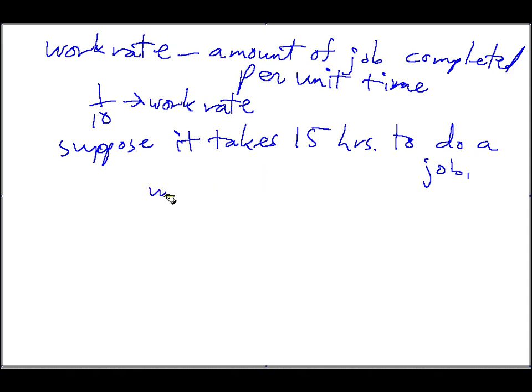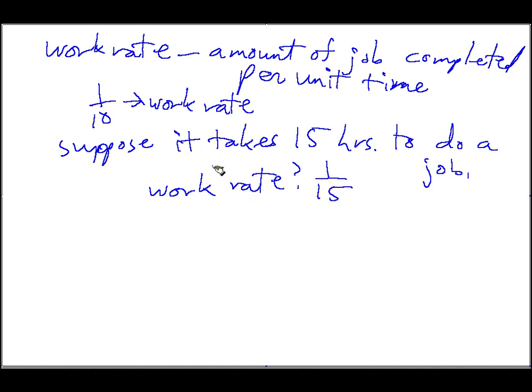So what's my work rate now? Well, as you might guess, if it takes me 15 hours to do a job, then how much can I do in 1 hour? Again, work rate is how much you can do per unit time. In this case, per hour we're talking about, right? So if it takes me 15 hours to get the entire job done, then how much can I do in 1 hour? That's what work rate is, right? It'll be 1/15. I can do 1/15 of the job in 1 hour, right?